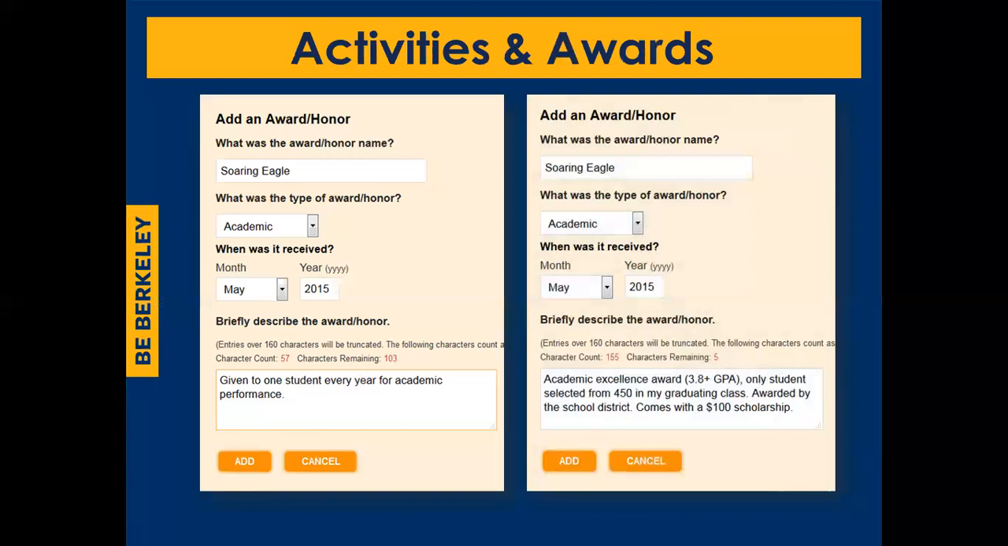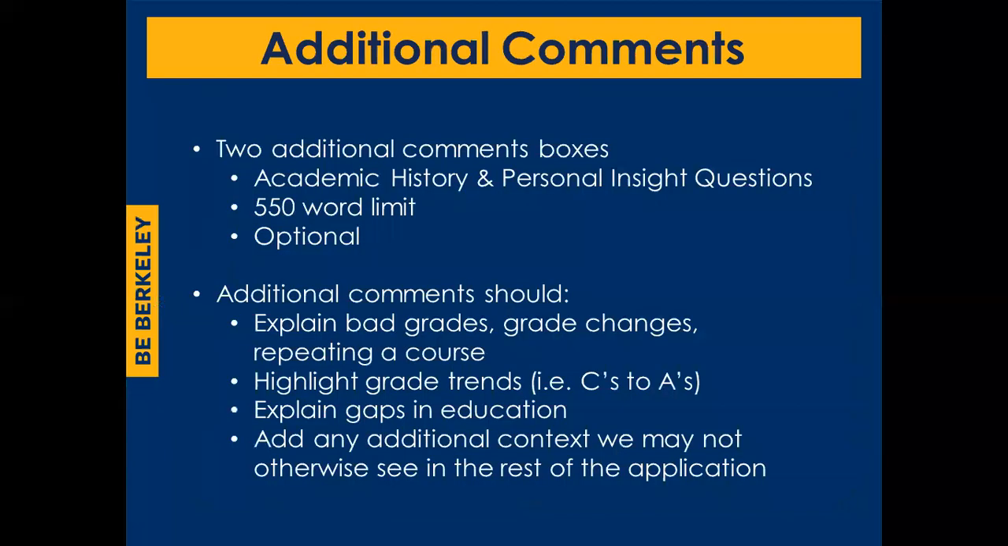So this is just one example of how you can make a response or a description a little bit more valuable in terms of getting a little bit more competitive on the application. Additional comments. So there are 2 additional comment boxes. One of them is after your academic history, and there's one after the personal insight questions. There's a 550 word limit, and these are optional comment boxes. These comment boxes are really to be used for providing any information or any additional context that we may not otherwise see in the rest of the application.